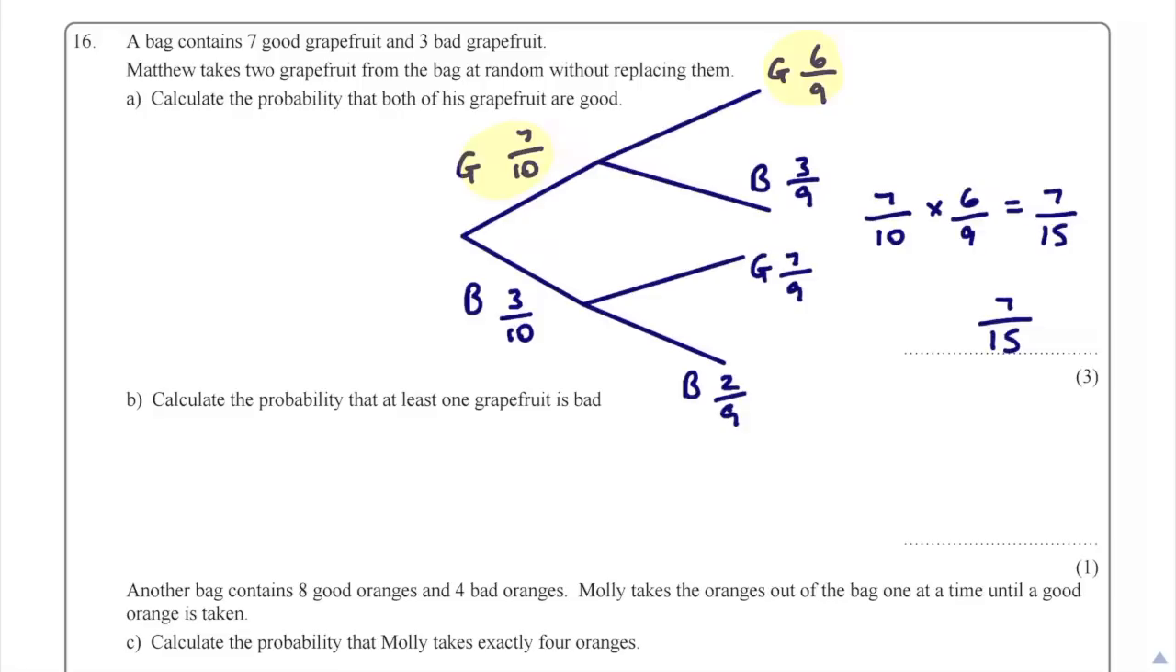If we have a look at the marks here, this question is only 1 mark, so there's actually a really easy way we can do this, and it's using the first part. If we know that the probability of choosing 2 good grapefruit is 7/15, well, that is the only outcome where he doesn't choose at least 1 grapefruit that's bad. So we can just do 1 subtract 7/15, and that means all of the chances that are left over include the outcome of Matthew taking at least 1 bad grapefruit from the bag. So if we simplify that, we get 8/15. So that is our final answer for part B.